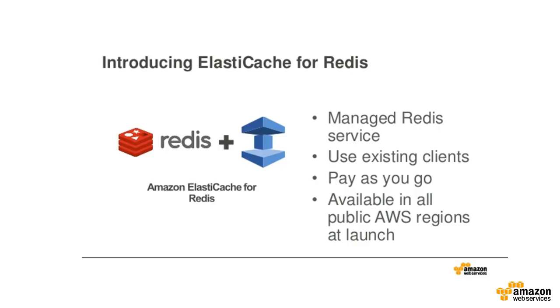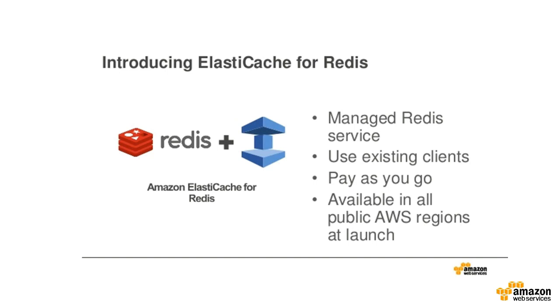Now we can use Elastic Cache for Redis. So let us explore what Redis is. Redis is an option for Elastic Cache. It is a managed service, uses existing clients, and pay as you go is available here. It is available in all public AWS regions at launch. It is not available in US Secret or US Government Cloud because we can't host a website in anything in that region.